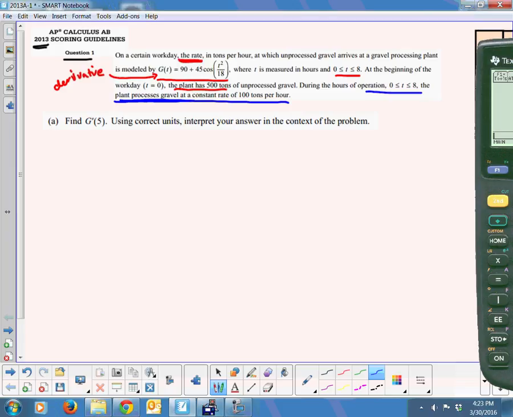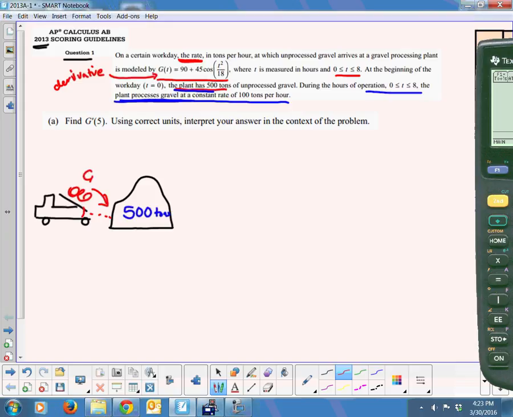So, here's what's going on, just in case you're having trouble visualizing it. You've got some plant, and it's got a big mound of gravel. At time equals 0, it starts with 500 tons of gravel. And all the time, there are a bunch of semi-trucks coming in, backing up with their big dump truck things, and dumping gravel into the pile. And that is the rate that they gave us. That is the g of t, not g of x. So that's how fast they're dumping gravel in.